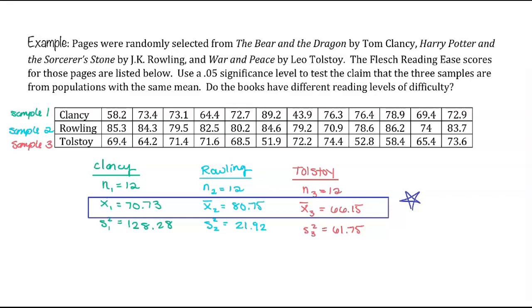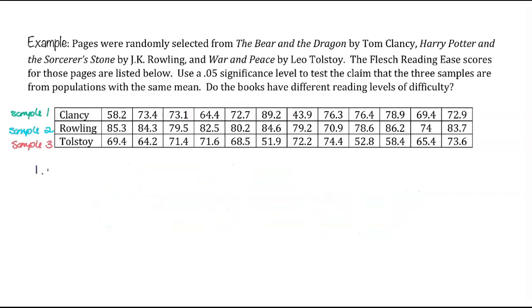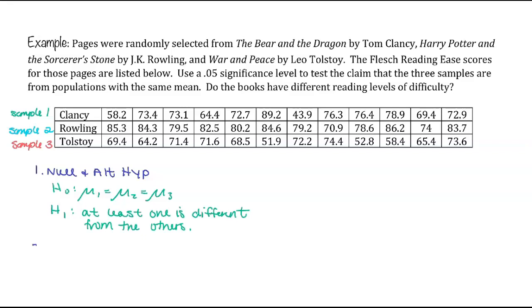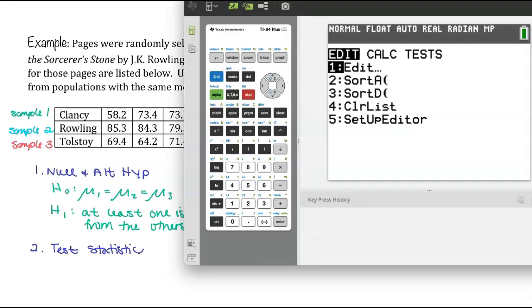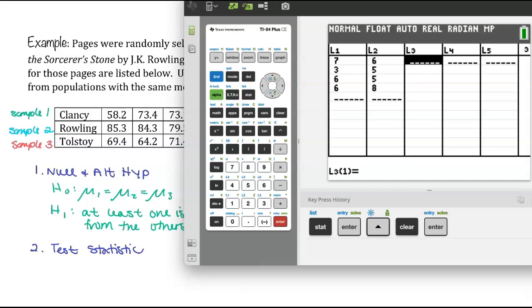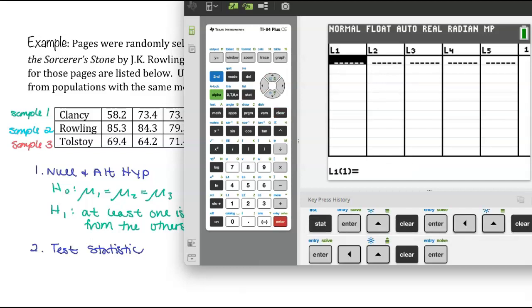Let's perform the one-way ANOVA. The first step is the null and alternative hypothesis. The null hypothesis is that all three population means are in fact equal to one another, and the alternative is that at least one is different from the others. The second step is to calculate our test statistic, and we'll let the ANOVA function in our calculators do that for us. We'll head back to our lists, clear out the data from the last example, and enter our new data.